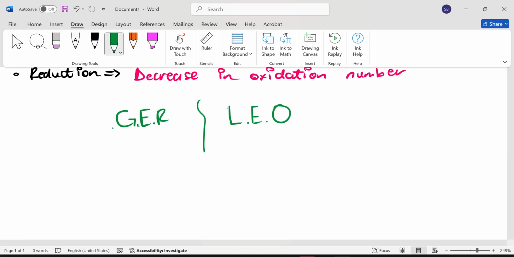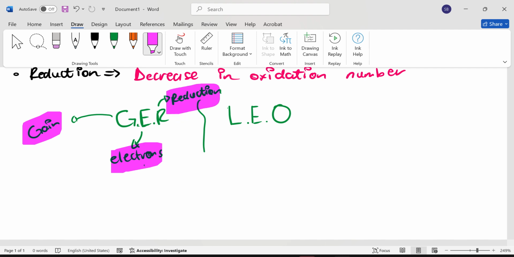So what it basically means is that G is... it GR? Okay, just trying to remember. Oh yes, so GR is basically to gain electrons, which means you're reducing. So gaining electrons is reduction. That's what they basically mean.